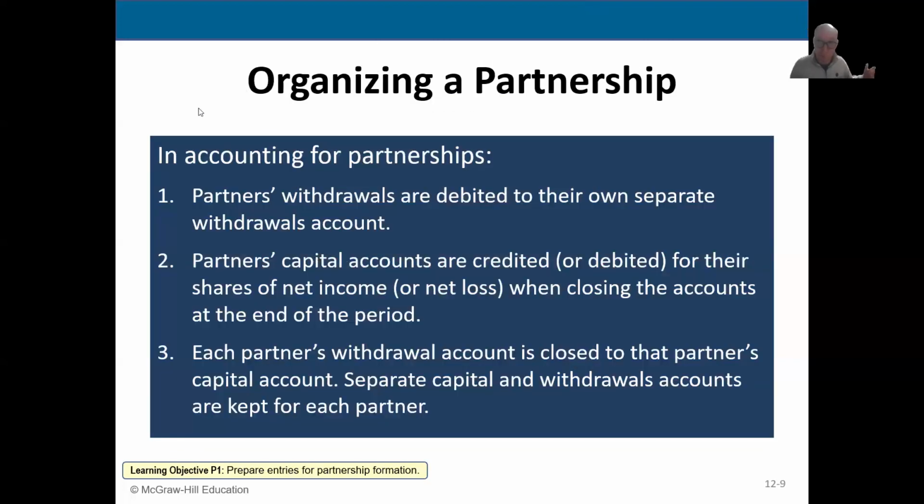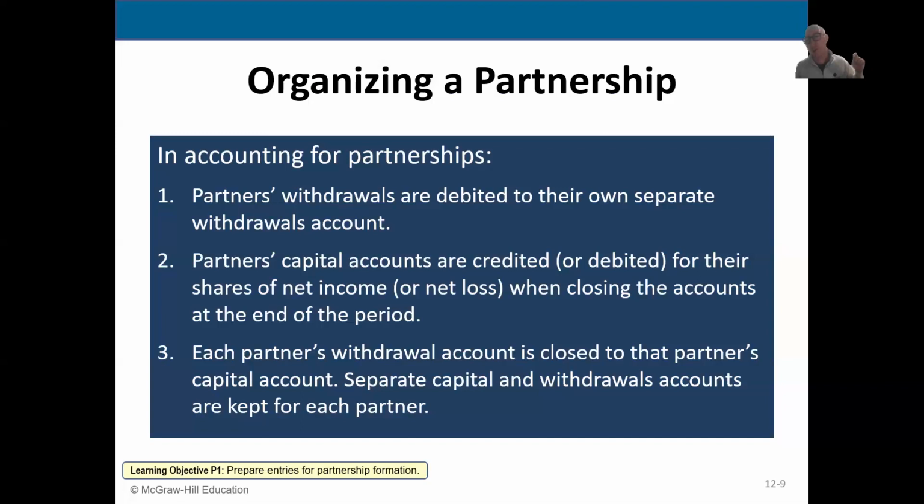So how does the partnership form? Through the partnership agreement. Partners' withdrawals are debited from their own accounts, their individual ownership accounts within owner's equity. Partner capital accounts are credited or debited based off of their shares of net income, based off of the partnership agreement. How much ownership does each partner have in the business?